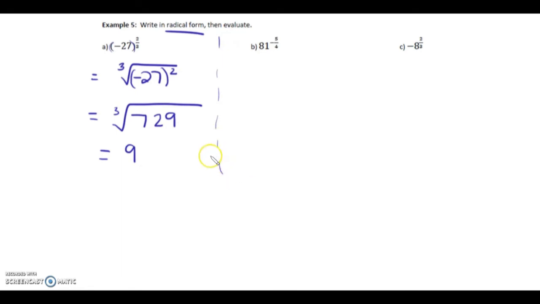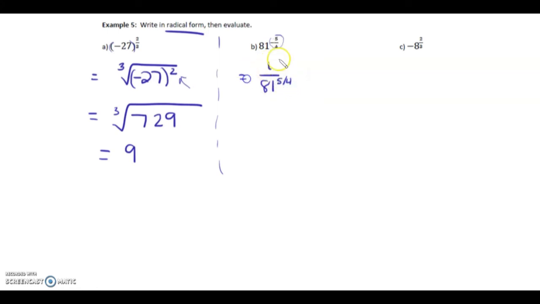So you can do it in any order. I personally like to apply the exponent first. Okay, so this time I get 81 to the negative 5 over 4. We can't deal with a negative exponent, so let's flip the number. Now we have 1 over 81, and this is raised to the 5 over 4.